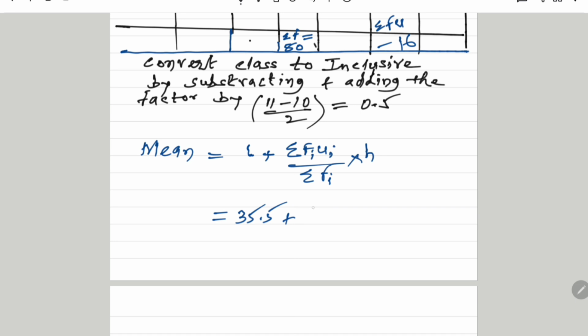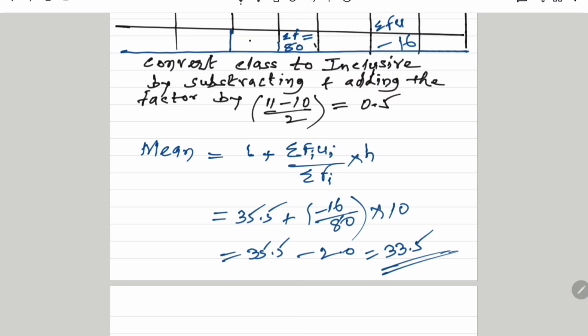Summation of Fi Ui is minus 16. Value of sum of F is 80. And into H is 10. And therefore, if we perform this, it is 35.5 minus 16 by 80 into 10, that is minus 2.0. We get that value as 33.5 as the value for mean. This is the first calculation, or the first value required.